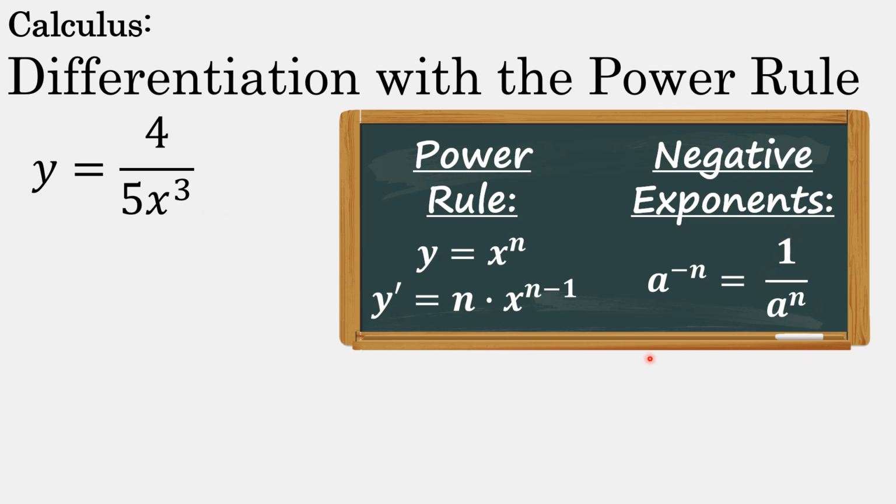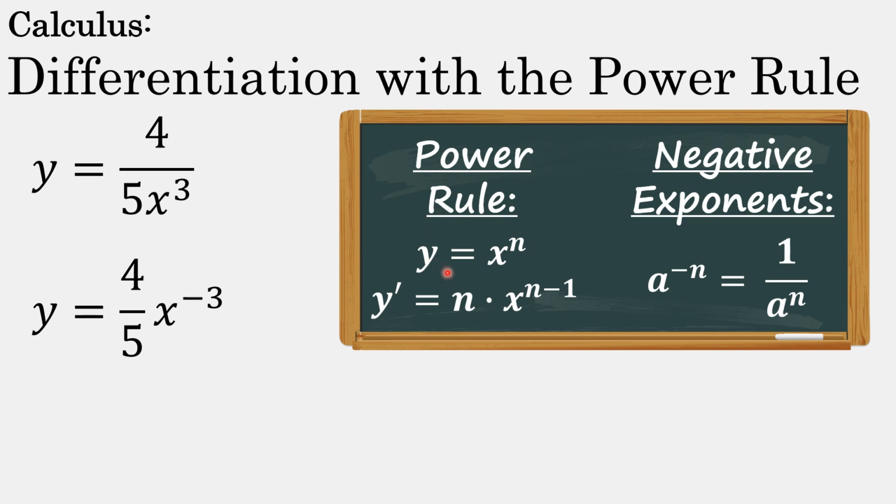Or in this case, we're going to go backwards. If you have a base to a power in a denominator, you can rewrite that as a negative exponent. So in this situation, we can take 4 over 5x to the third and rewrite it as 4/5 x to the negative 3. You can take the x to the third out of the denominator, but rewrite it with a negative exponent. Once you do this, now you can apply the power rule.